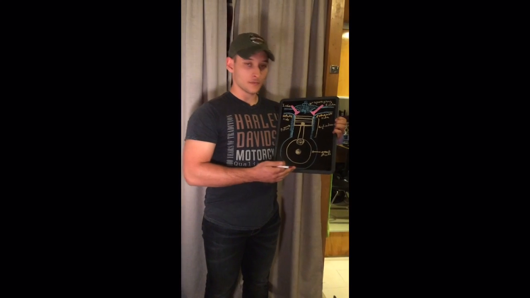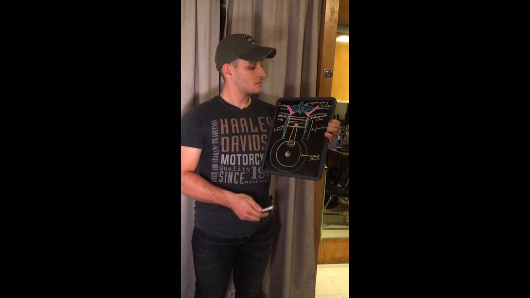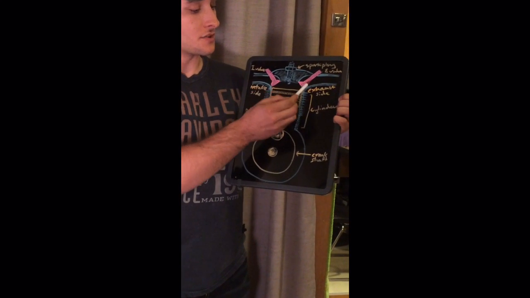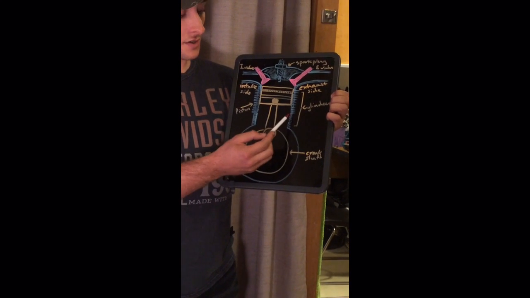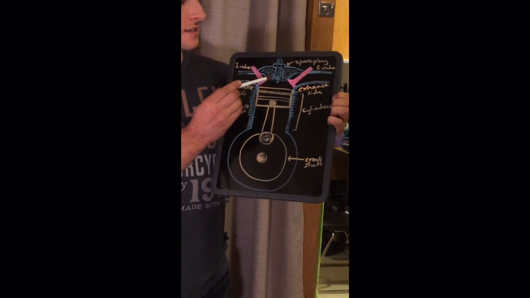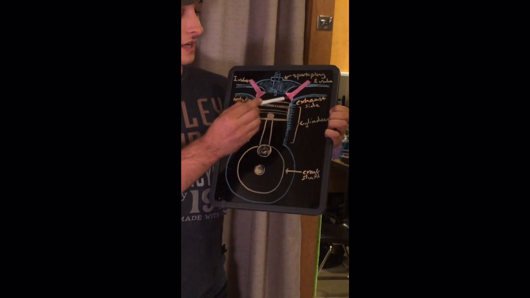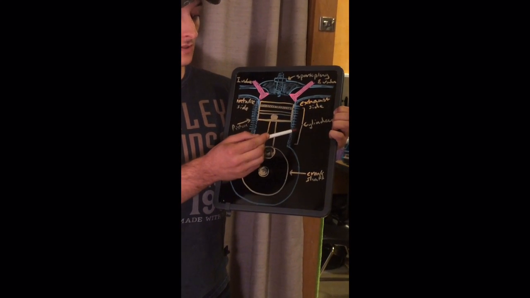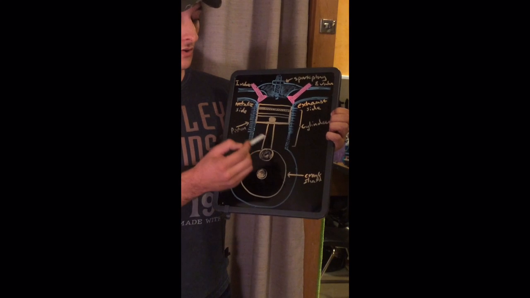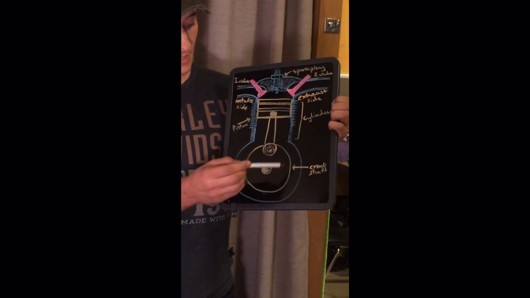So what we have here is an illustration of the basic four-stroke internal combustion engine. Up top is our cylinder head, then our cylinder, and our crankcase. Located in the cylinder head is our spark plug, our intake valve, and our exhaust valve. Moving down in our cylinder head, or our cylinder wall, is our piston. Moving further down is our crankcase.